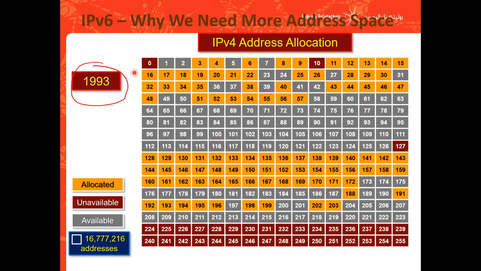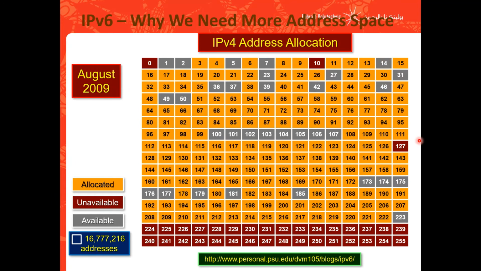And similarly, the network 0 and the network 127 are also, let's say, unavailable, because the network with 0 basically is the default route, and 127 is basically used for loopback or for testing.